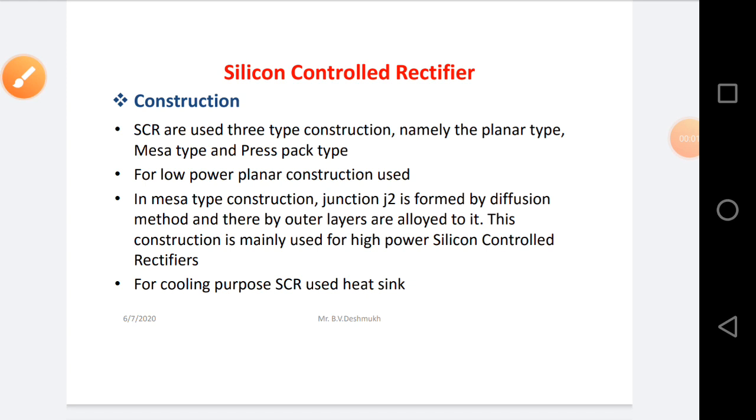SCRs use three types of construction, namely the planar type, mesa type, and press pack type. For low power, planar construction is used. In mesa type construction, junction J2 is formed by the diffusion method and thereby the outer layers are added. This construction is mainly used for high power silicon controlled rectifiers.